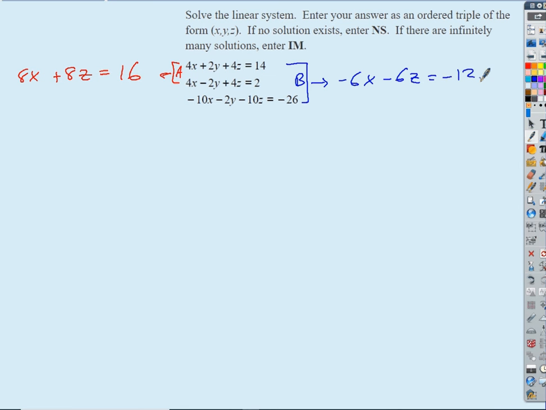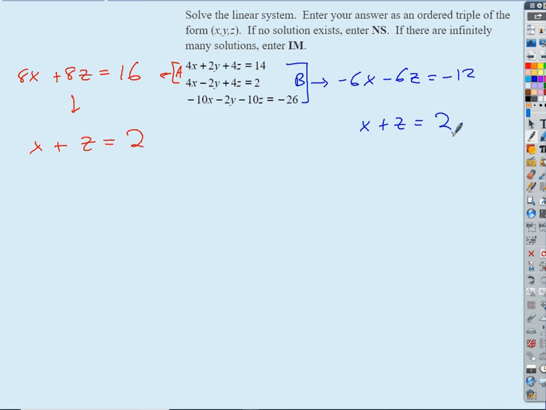Okay, so we could make these a little bit simpler, right? This is just a linear equation. So let's take the red equation. What could I do to both sides to make that simpler? Divide by 8. So I could turn this into x plus z equals 2. And I could divide both sides of the other by -6, and I'd get x plus z equals 2.